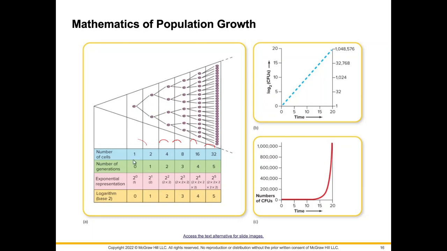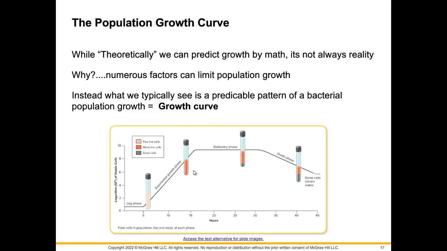Like say if you had 10 as your starting number, well then after 1 round of division you're now going to have 20, and so on. So very fast population growth in these bacteria theoretically. Now I keep saying theoretically. Why do I keep saying that?